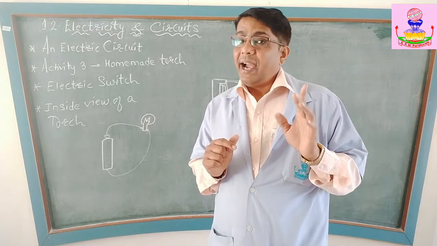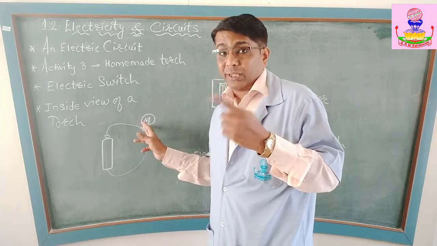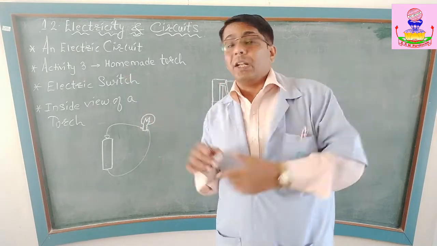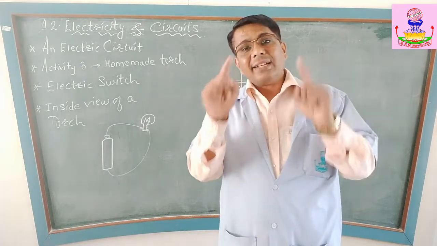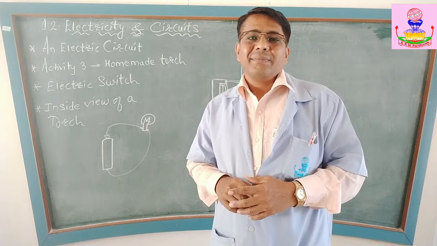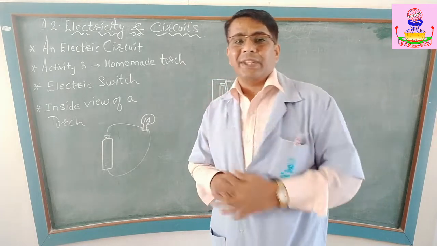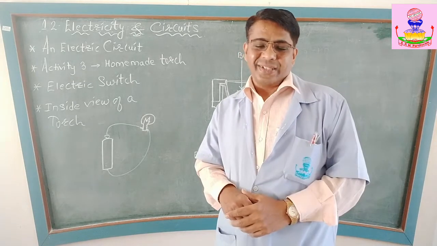The bulb has two terminals. The two terminals of the bulb have to be connected to the two terminals of the battery. If they are connected to the two terminals of the battery, then only current will flow, because at that time the electric circuit gets completed, then the current flows and then the bulb glows. Do you get it?